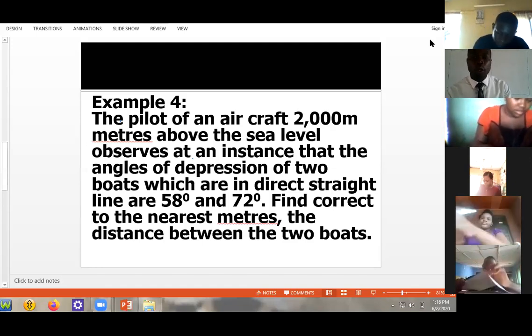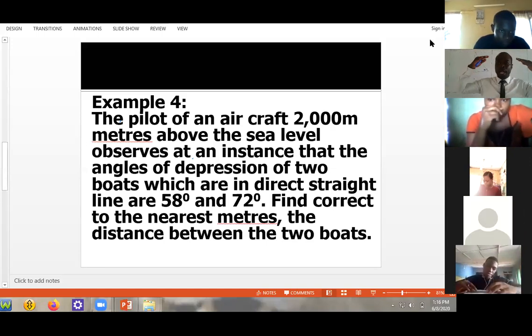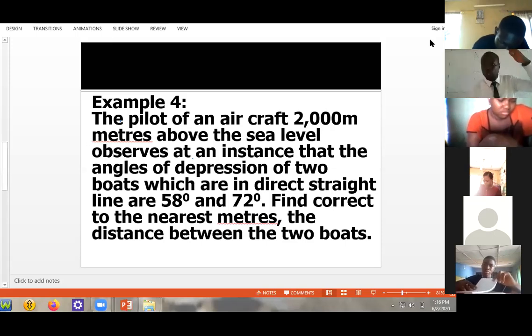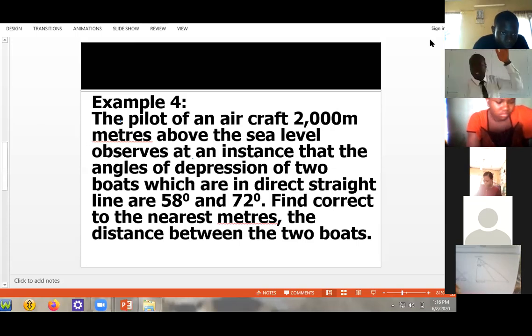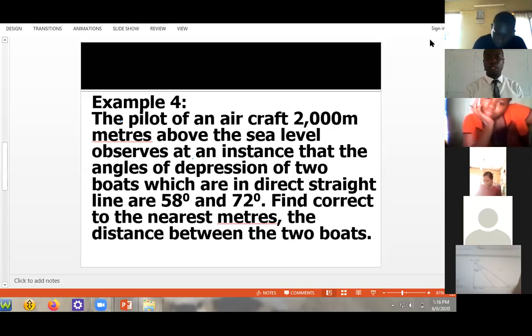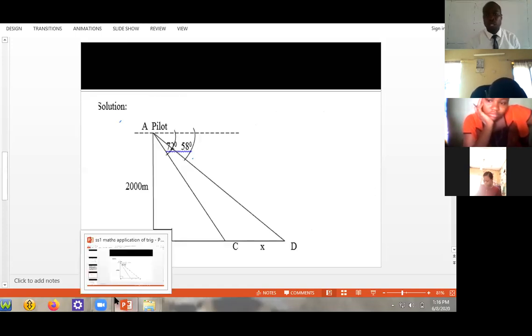Right now, you should know that you are having two lines. The man is up on the aircraft, and he saw two boats down. So you should know that the two lines of depression are two lines, 1, 2. Then you have the height, a straight line. So let me show you my own sketch, but I won't solve it for you.